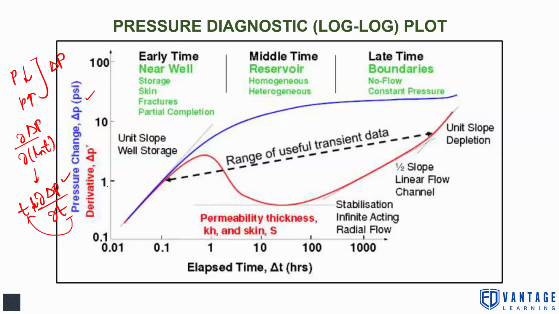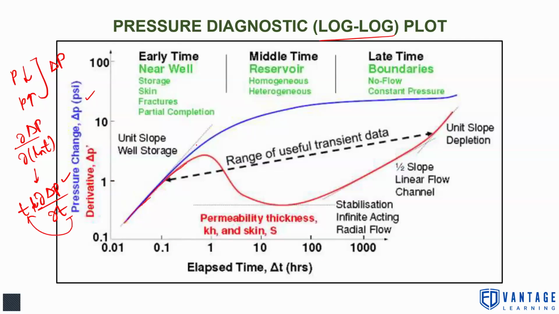So if you plot the derivative on a log scale and time on a log scale, elapsed time from the start, this is called a log-log plot. So both axes are in log scales. In a log-log plot, your blue line will give us the pressure change, which is increasing in build-up data or decreasing in drawdown data. And the derivative curve will first increase in parallel with the pressure change curve.